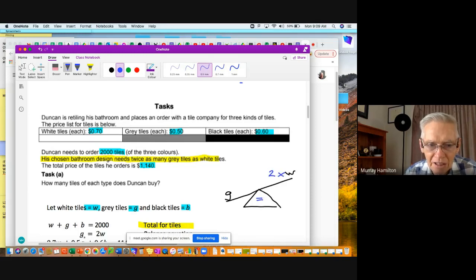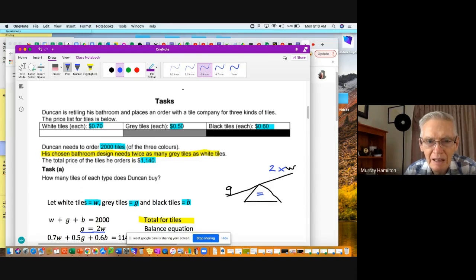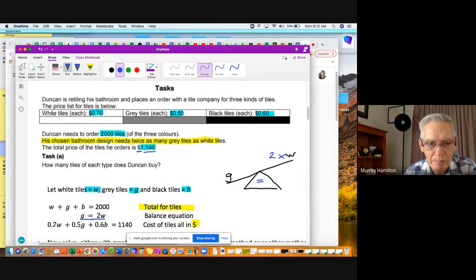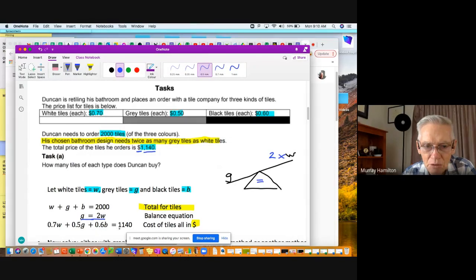So that's where I get G = 2W. That is what I call the balance equation. And then the next one I've got the total price here. So this is going to be all in dollars. And I have here 0.7W + 0.5G + 0.6B = 1140. All of these are in dollars.